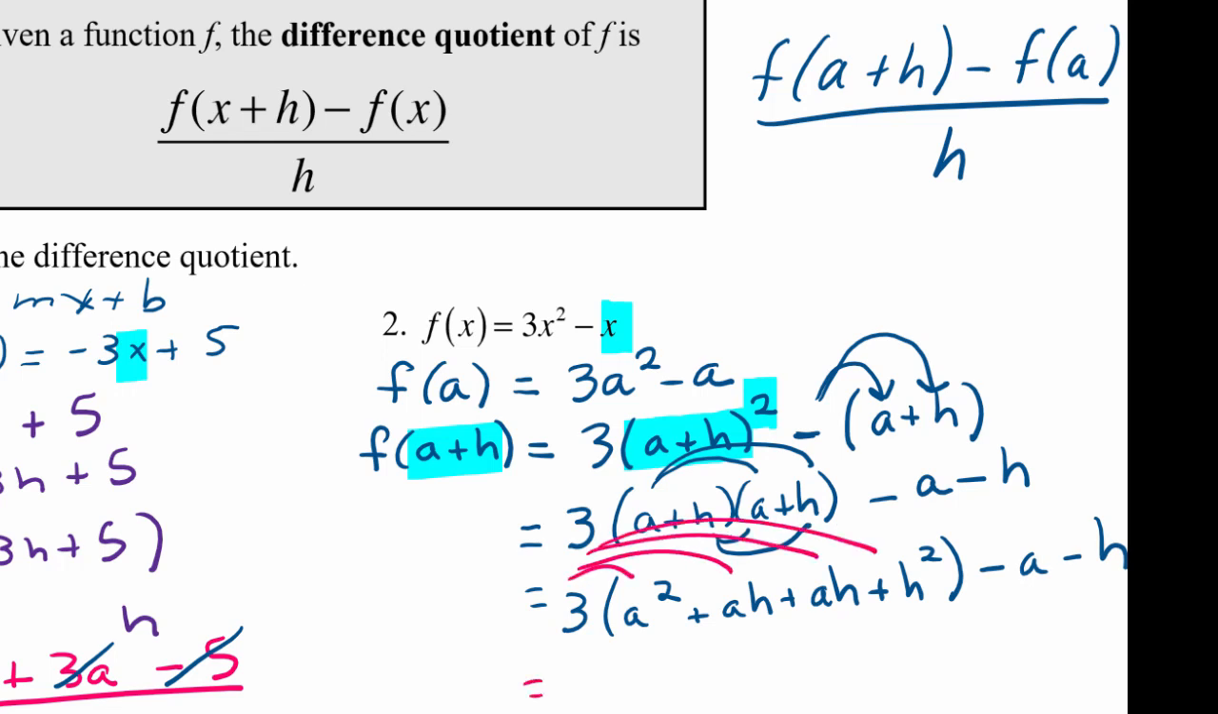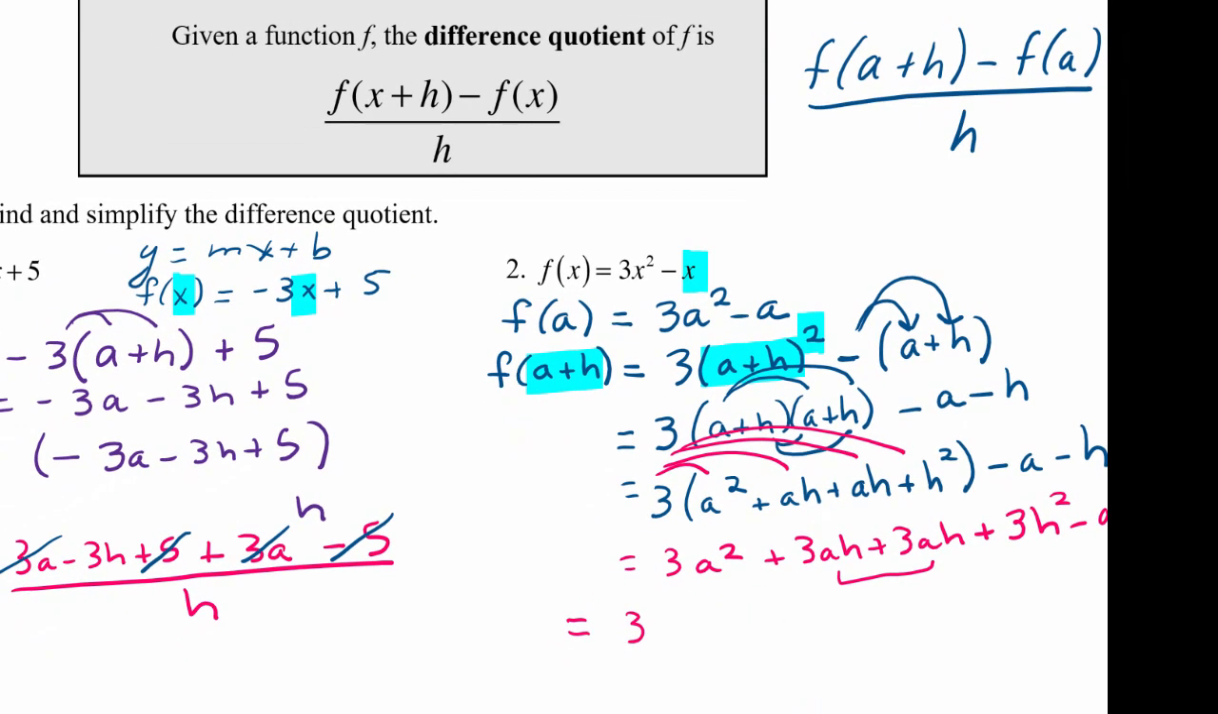It's 3, so I have 3a squared plus 3ah plus another 3ah. I'm going to combine those to be 6ah in a minute. Plus 3h squared minus a minus h. Getting complicated, isn't it? Okay, so now let's combine some like terms here. So what have we got here? These two. We're going to combine those two. Okay, so we have 3a squared plus 6ah plus 3h squared minus a minus h. That's just your f of a plus h.